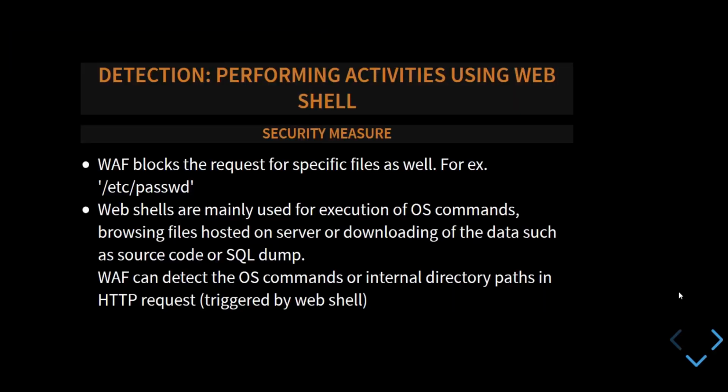Detection mechanism 3. In this detection mechanism, when an attacker performs any activity, such as trying to execute OS commands or trying to browse any file on the server, the web shell will trigger an HTTP request, and in that request there will be data. Let's say the attacker is trying to execute the command cat /etc/passwd. That command will be embedded in an HTTP POST parameter or GET parameter.